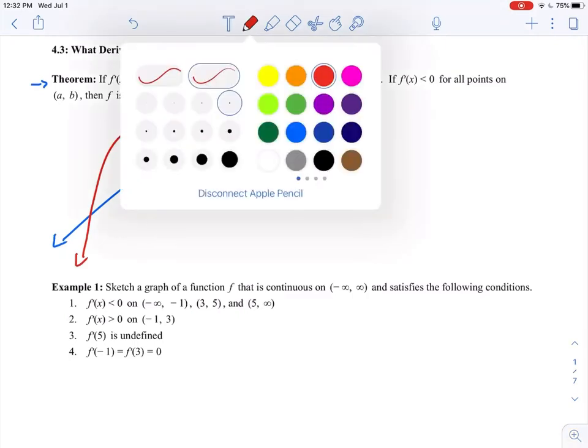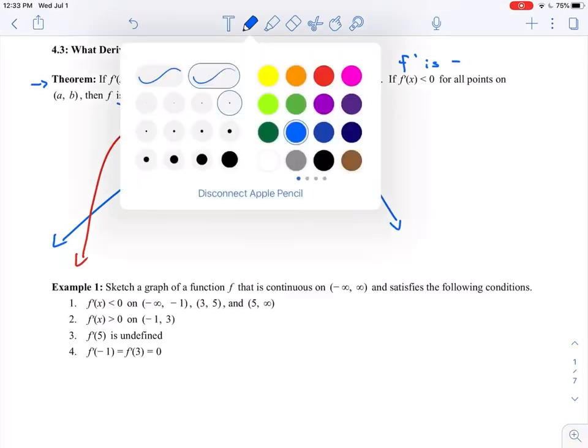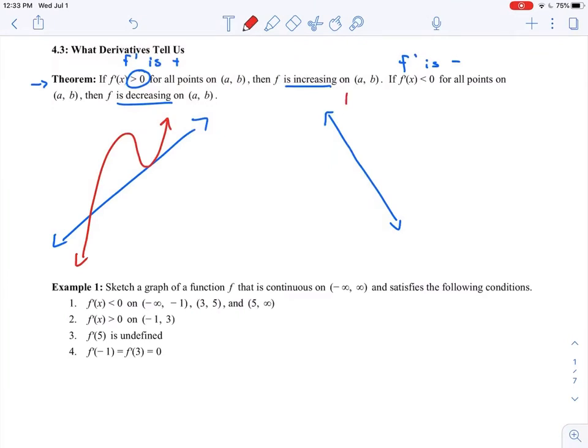Similarly then, if f prime is less than 0, so here if f prime is negative, those are the numbers that are less than 0, for all points on a, b, then f is decreasing on a to b. So I'll draw in a line with a negative slope because that's what the derivative tells me. It tells me the slope of the tangent line. And again, no matter how you try to draw your function, right, if I draw a parabola, something like that, at this particular point right here where we have our point of intersection between the tangent line and the function, our function is decreasing at that point.